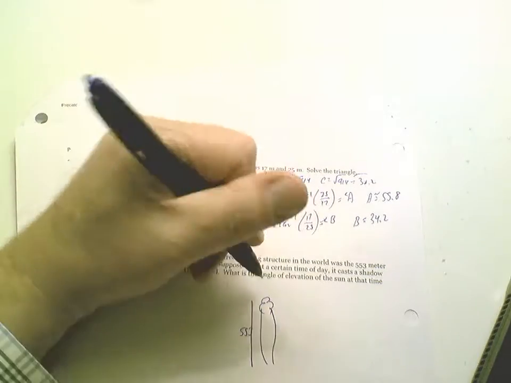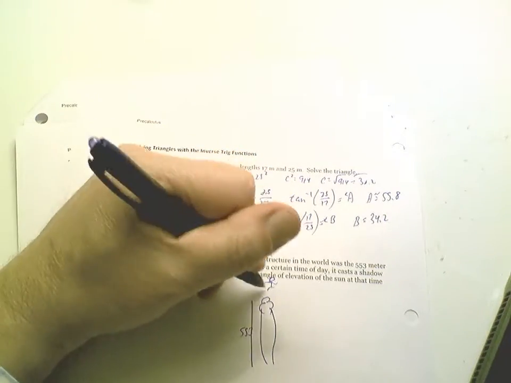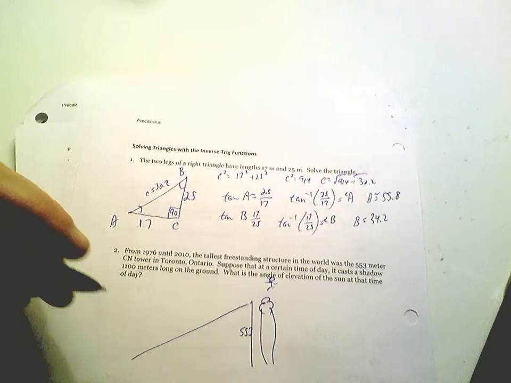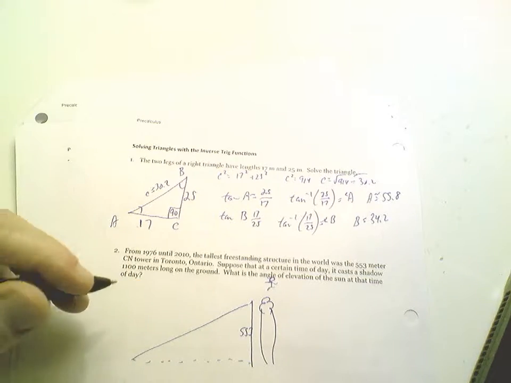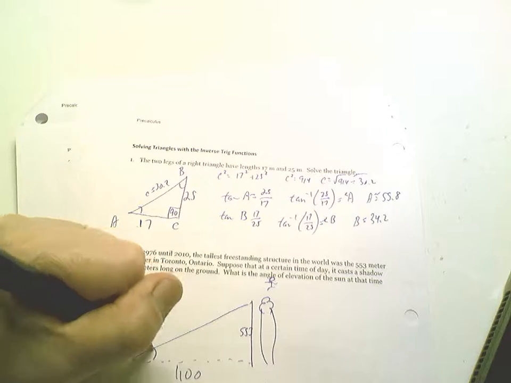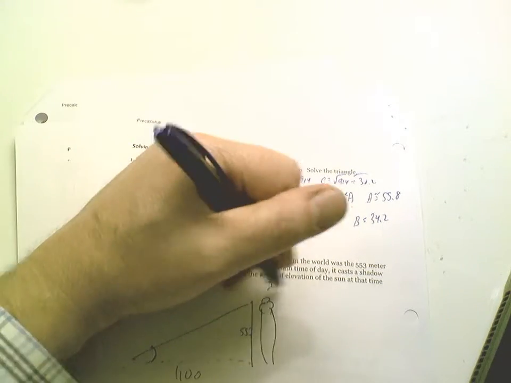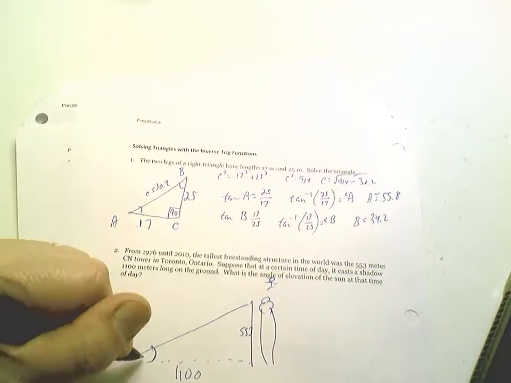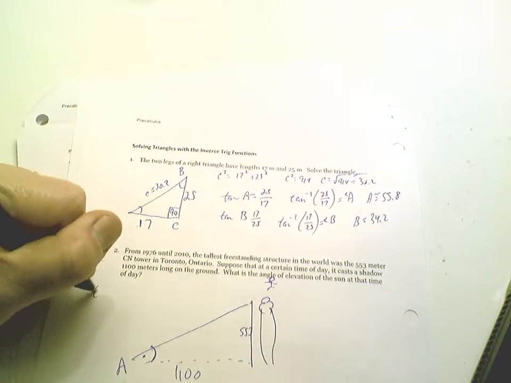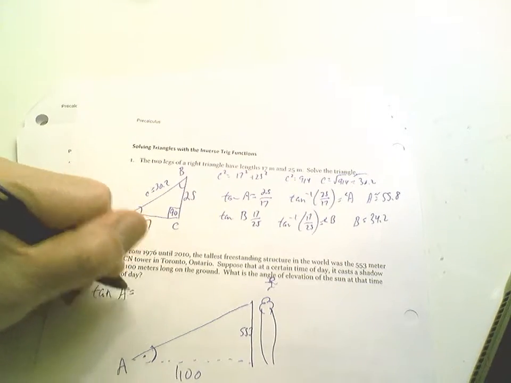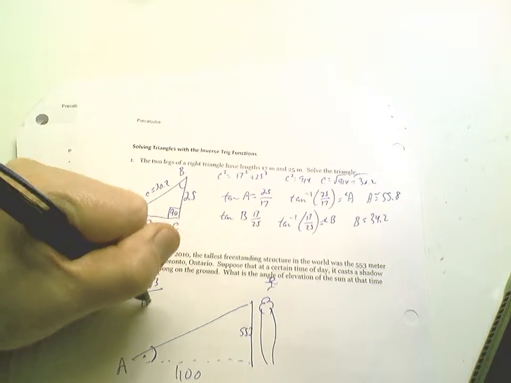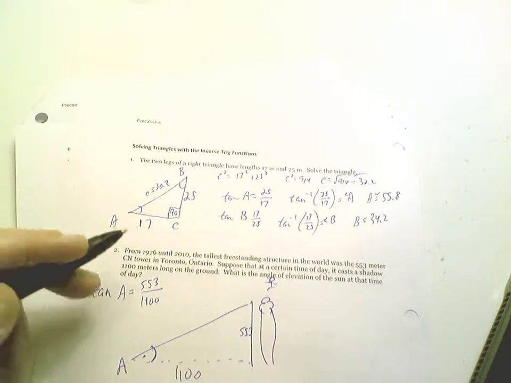I know the sun is sitting way up here. It creates a shadow. And I know this shadow runs how far? 1,100 meters. What's the angle of elevation from the ground up to the tower and then obviously up to the sun? What's this angle? Let's call it A, angle A. What do I know? I know that the tangent of angle A is equal to opposite over adjacent, 553 over 1,100. What's that help me do?